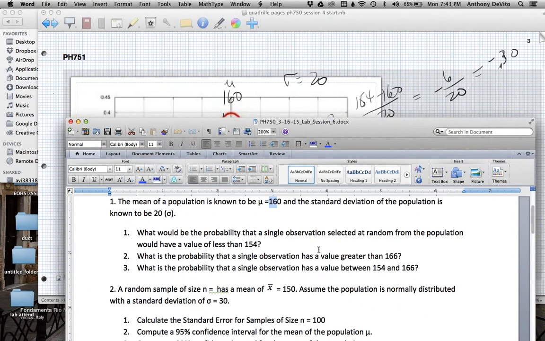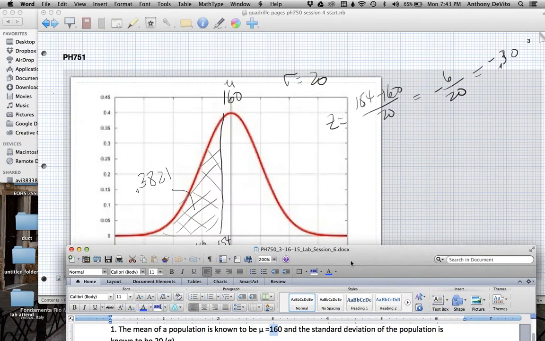Okay, so let's take a look at the next question. What's the probability a single observation would have a value greater than 166?